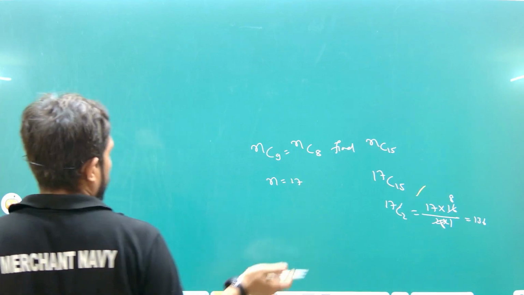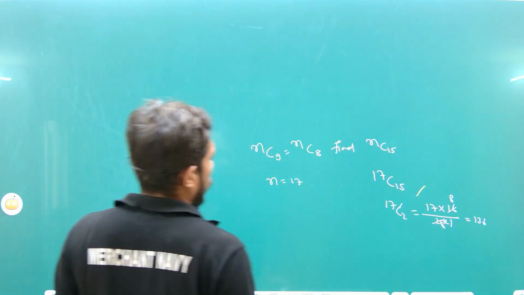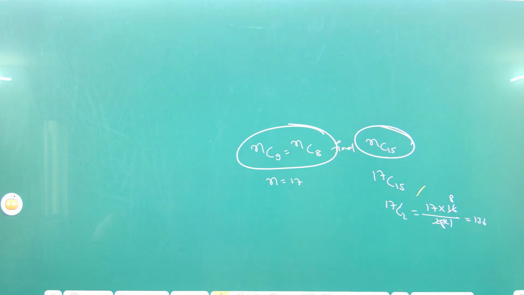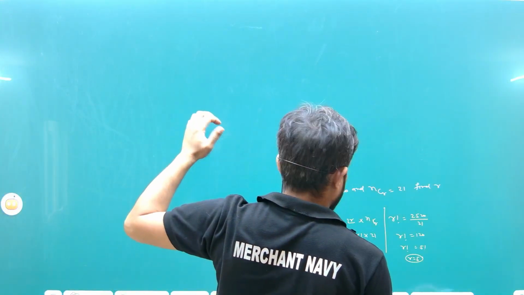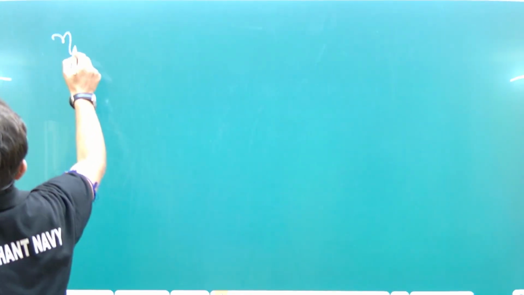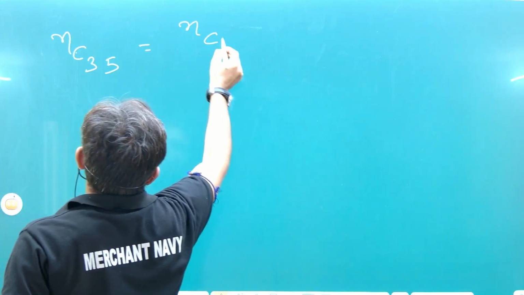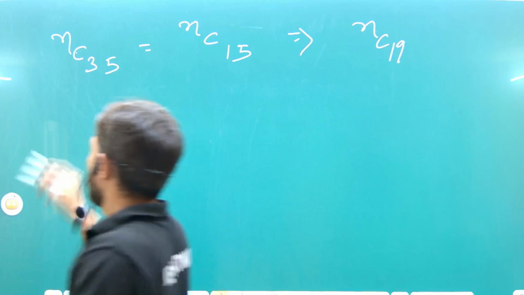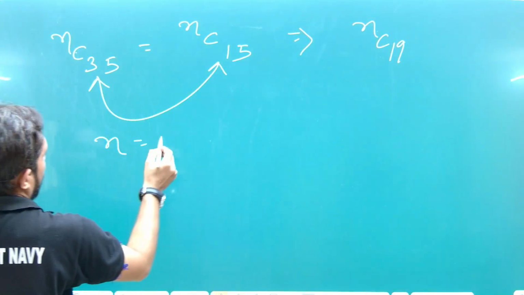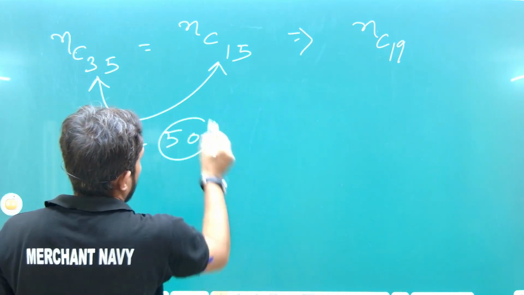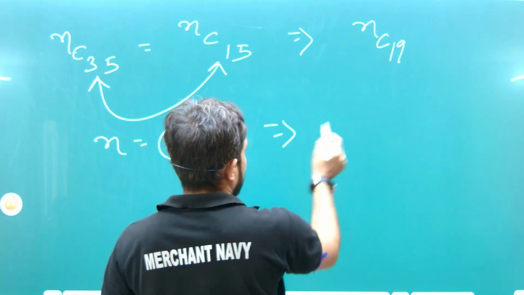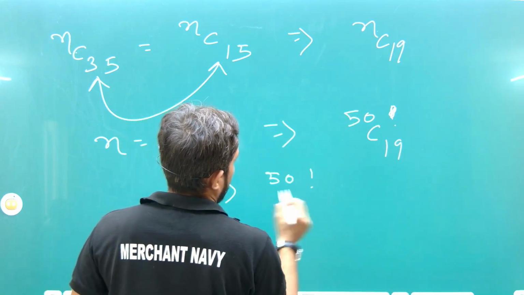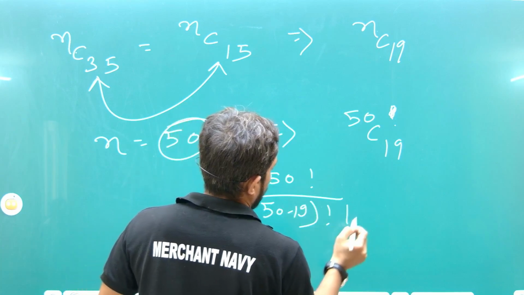This question also has an easy solution. This is a very easy type of question, so keep practicing this type of question. Now let's see another question from the same thing. nC35 is equal to nC15, then what is the value of nC19? Okay, so the value of n becomes 35 plus 15, which equals 50. Now when the value becomes 50, nC19 putting the value, you will get 50 factorial over 50 minus 19 factorial into 19 factorial.